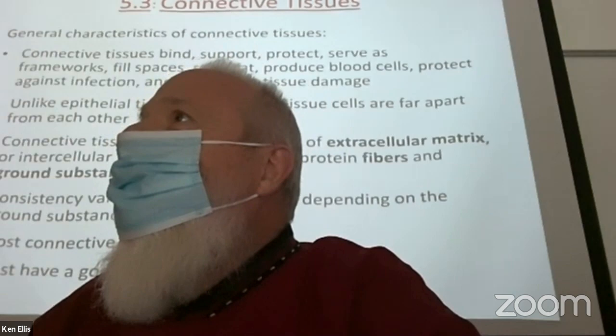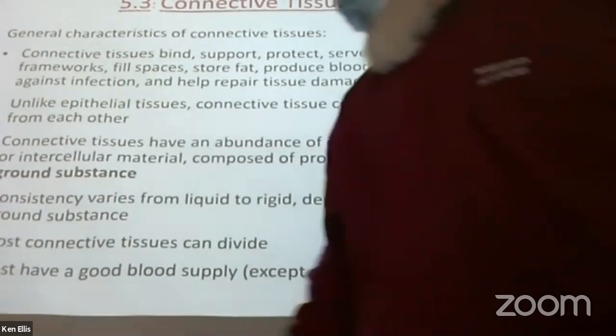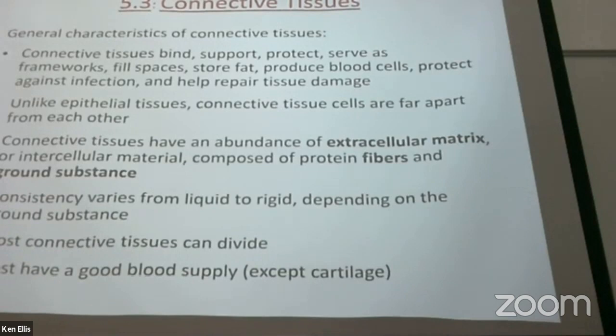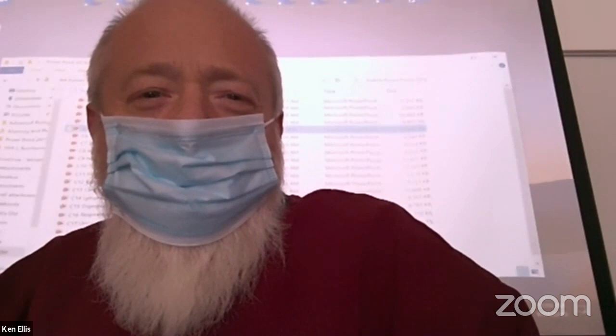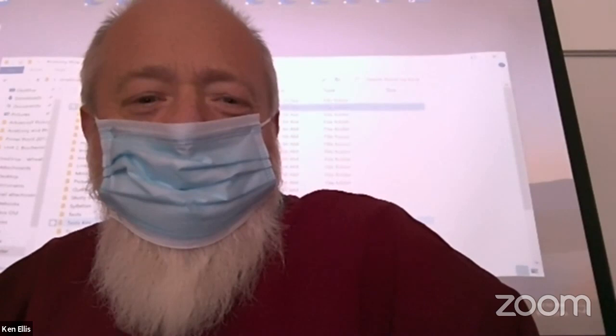So the first question is, what type of tissue is it? So that's epithelial, nervous, muscular, and that'll be A, B, C, D. And then the second question is, if you could see the label, what would it say? And that'll be like A, B, C, D.